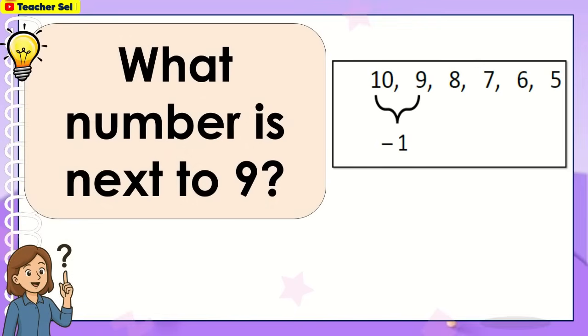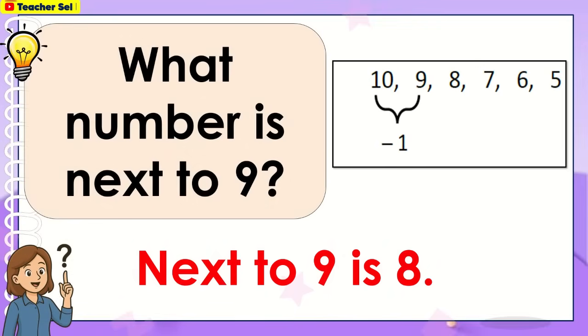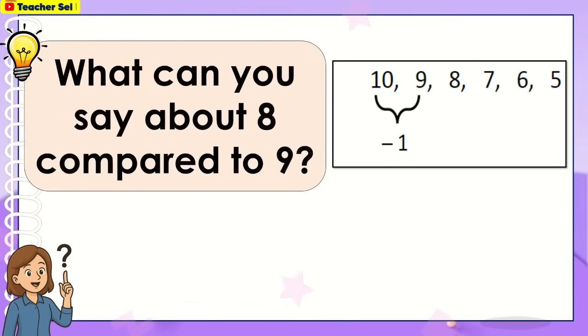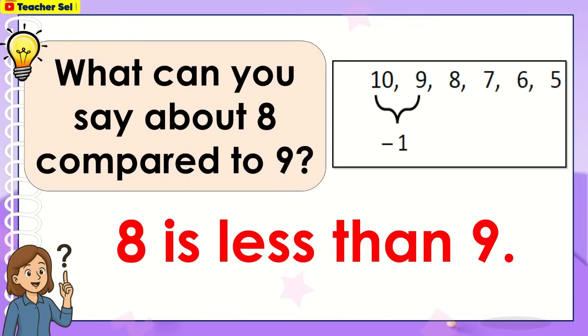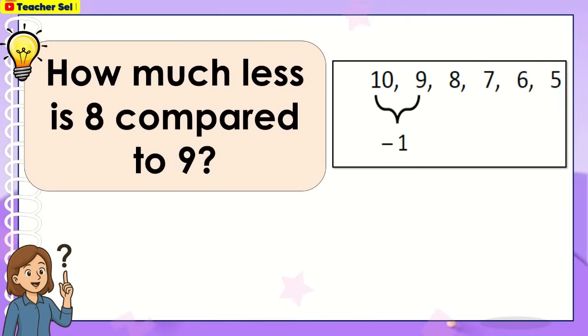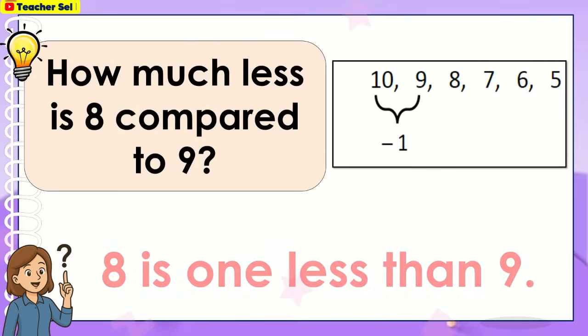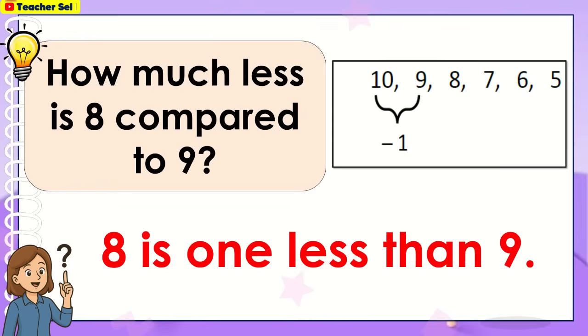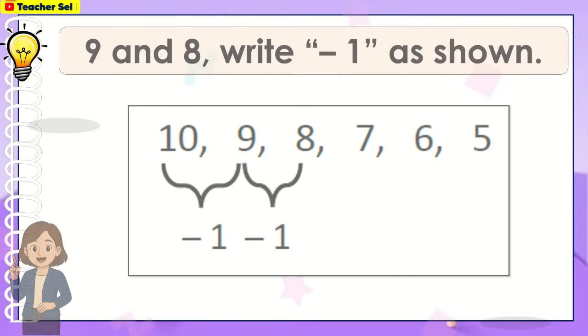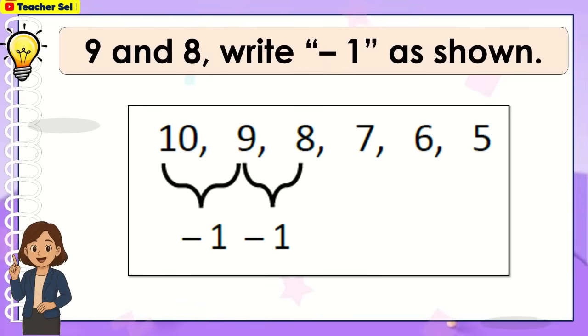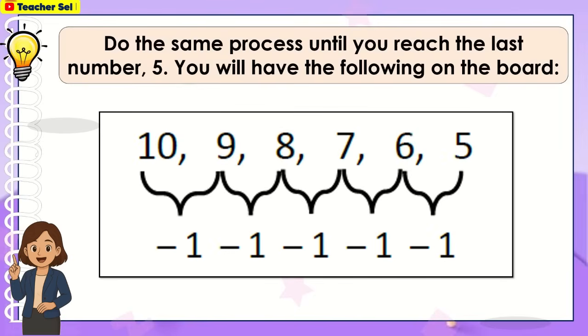What number is next to 9? Next to 9 is 8. What can you say about 8 compared to 9? 8 is less than 9. How much less is 8 compared to 9? 8 is 1 less than 9. 9 and 8, write minus 1 as shown. Do the same process until you reach the last number, 5. You will have the following on the board.